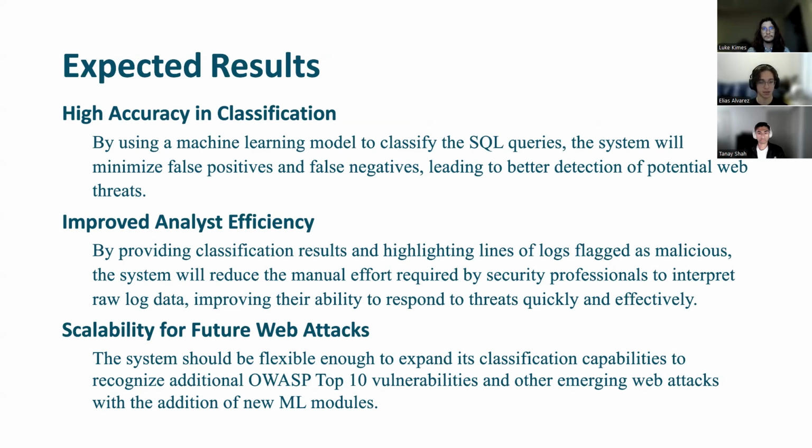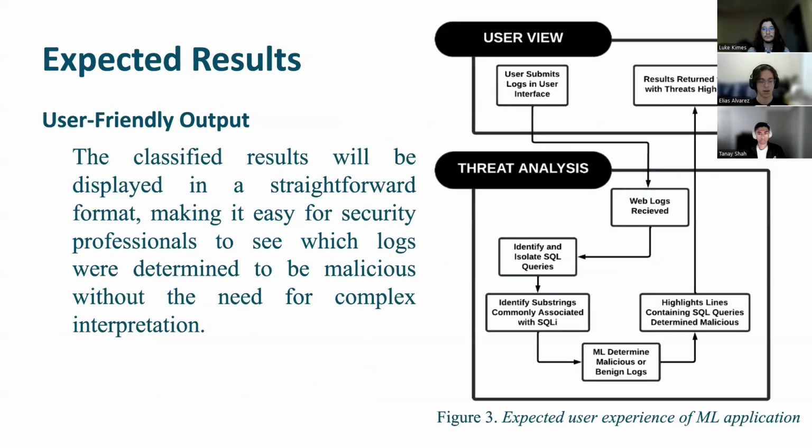Next, we want to see scalability for future web attacks. The system should be flexible enough to expand its classification capabilities to recognize additional OWASP top 10 vulnerabilities and other emerging web attacks with the addition of new machine learning modules. We would also like to see user-friendly output. The classified results will be displayed in a straightforward format, making it easy for security professionals to see which logs were determined to be malicious without the need for complex interpretation.